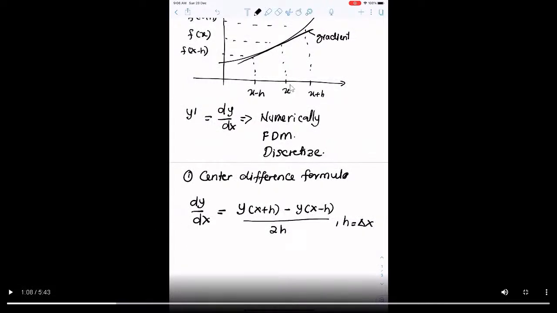We just focus on f(x), and then f(x-h). So forward is between f(x) and f(x+h), but backward is between f(x) and f(x-h). In this case, we still apply Taylor series 5.1. What is the Taylor series 5.1? f(x+h). Okay, understood?